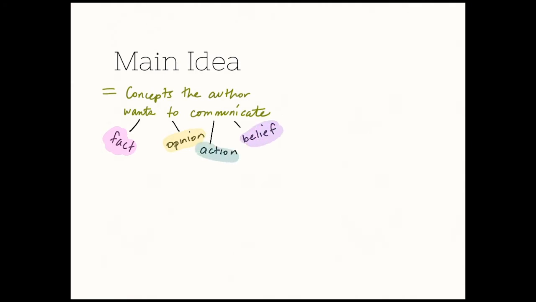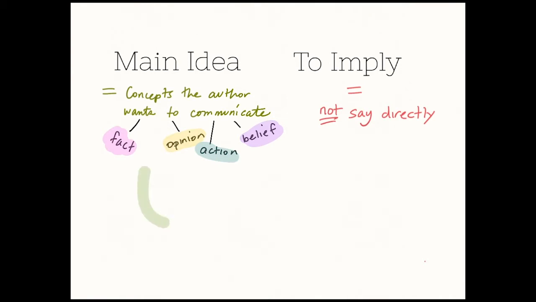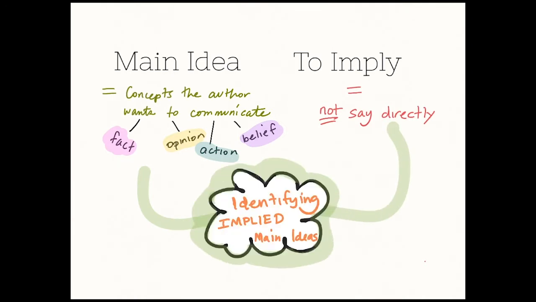You also know what it means to imply. It means you don't say it directly. You let the reader figure it out. You let the reader make a good guess based on the information in the reading. Combining both of these, we get the reading skill of identifying implied main ideas.